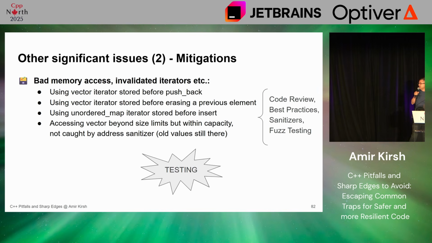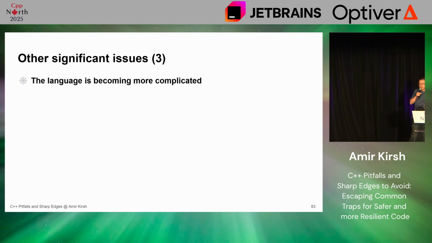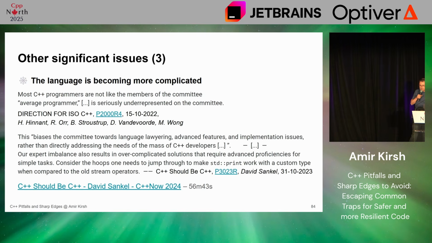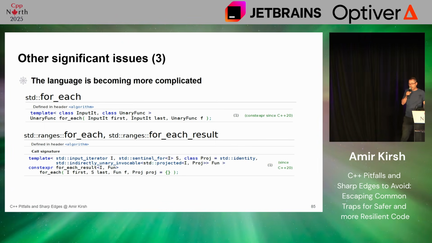And testing. You get the idea that testing is important. The language is becoming more complicated than in the past. And I'm not the only one who is saying that. There is a very nice talk by David Sankel at C++ Now about the complication of the language. I point you to a certain position in the video, discussing things that change and make the language a bit more complicated. I will give you an example, okay? A simple example in the language. For each.